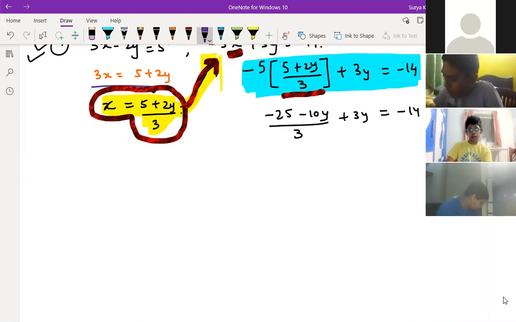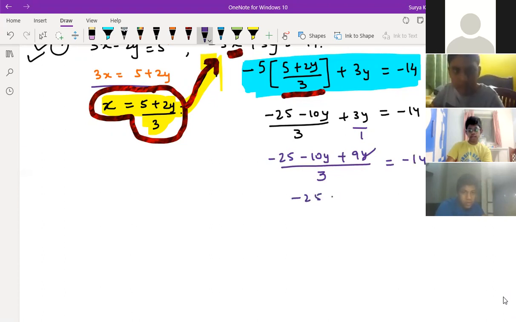We need to divide it into 5 by 3 plus 2y by 3. Then we need to take the LCM of the denominator, sir. Exactly. So 3 is the LCM. Plus 3y becomes plus 9y, and the whole by 3. You should write the same thing. Sir, I got it. Minus 25 plus 9y, and then it becomes minus y. So minus 25 minus y by 3 is equal to minus 42.